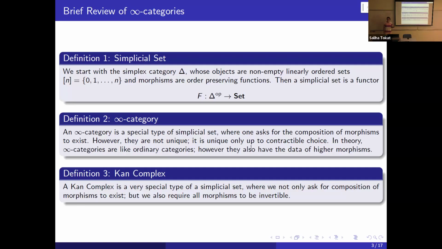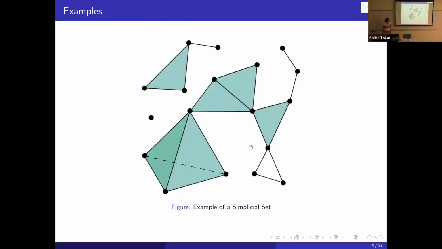And a Kan complex is a special type of infinity category where, in addition to composition, we now have that every morphism is invertible, but again the inverses are defined up to contractible choice. Informally, this is a simplicial set, where one can think of each vertex as an object, each edge as a morphism between objects. Those edges one can think of as directed. And the higher cells, the two-simplices, three-simplices, are actually homotopies between the morphisms and homotopies between homotopies of morphisms and so on. This is why they are called infinity.